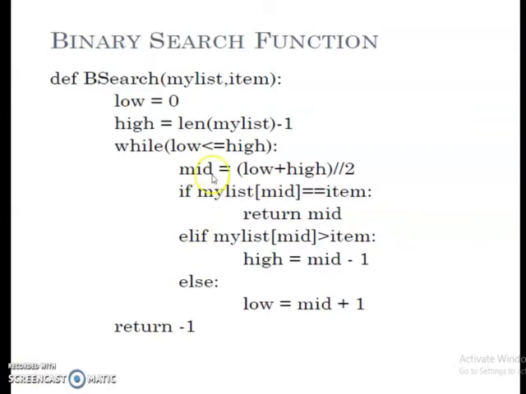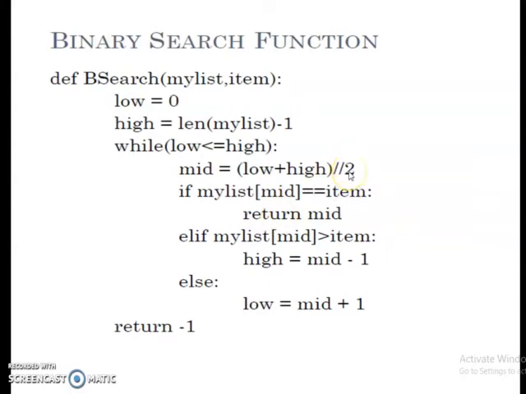Then while low is less than or equal to high. Okay, so here we are using one while loop. Then mid is equal to low plus high floor division 2. Okay, so to get the integer part we are using this floor division.